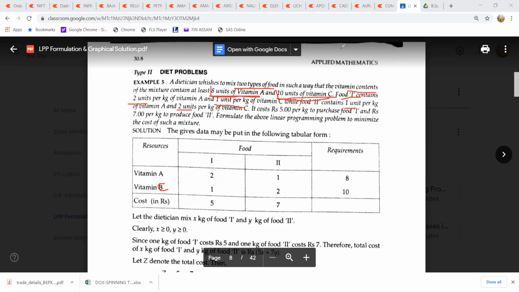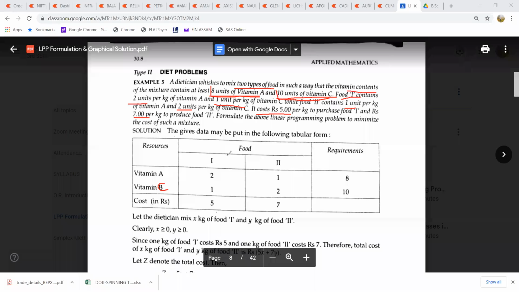Now the cost. To purchase food one, the cost per kg is rupees 5, and to purchase food two, the cost is rupees 7. So obviously this is a cost problem, that means a minimization problem. So this is the table I make: vitamin A, vitamin C, food 1, food 2, with these values given.